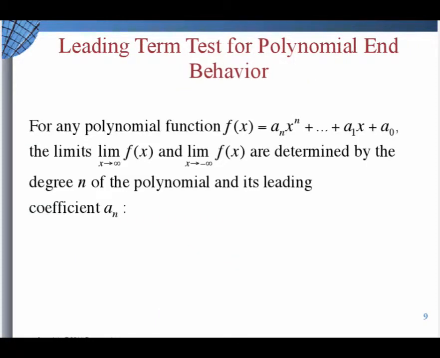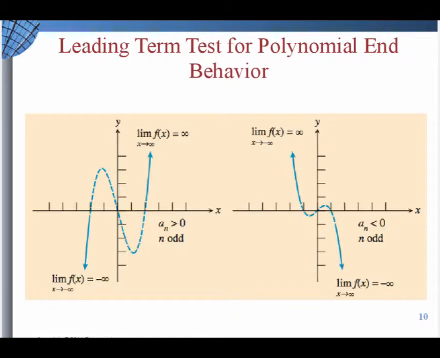For any polynomial function f of x equals a sub n x to the n, and so on, the limit as x goes to infinity of f of x and the limit as x goes to negative infinity of f of x are determined by the degree n of the polynomial and its leading coefficient a sub n. So here we have our odd function graphs. If a sub n is positive and n is odd, then this is the general behavior.